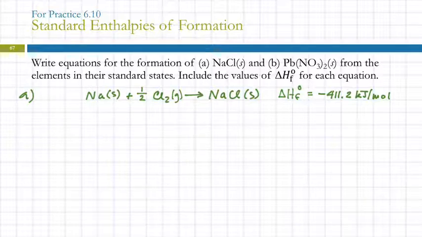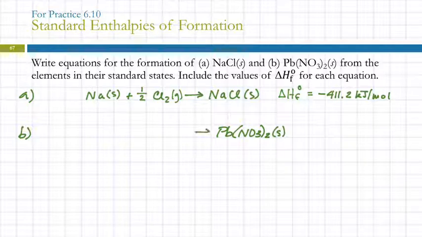Let's do the next one. Lead 2 nitrate. So again, start by writing the formula for the compound as the product. So we've got Pb(NO3)2, solid. Now we're not breaking this into ions, lead and nitrate. We're going all the way to the elements, so we're taking it completely apart. So we have 3 elements here, right? Lead, nitrogen, and oxygen. So there's lead, and there's nitrogen, and there's oxygen.